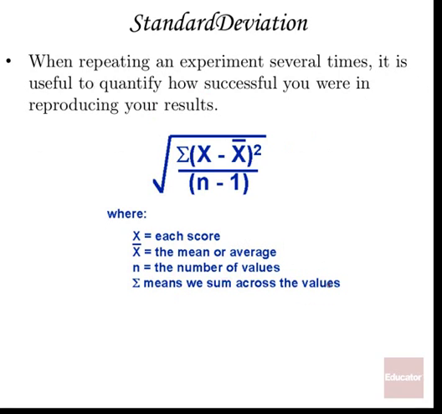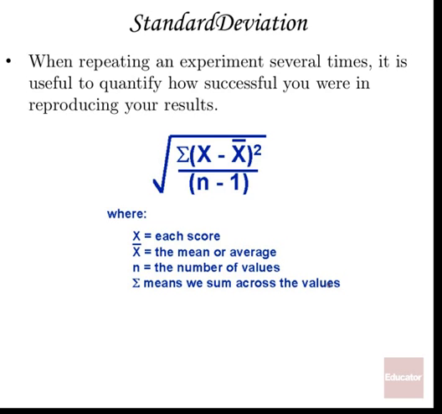The next statistic that we can also calculate is something called standard deviation. Sometimes when you repeat an experiment several times, it's useful to know how successful you were in reproducing your results. So if you did, for example, 10 trials of the same measurement, how well were you able to get the same measurement in each of the 10 trials? And so for our purposes, we want, of course, the standard deviation to be as low as possible.